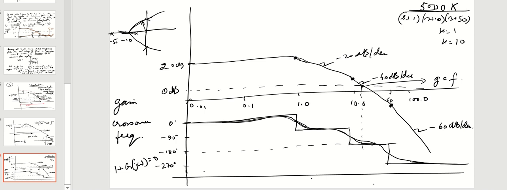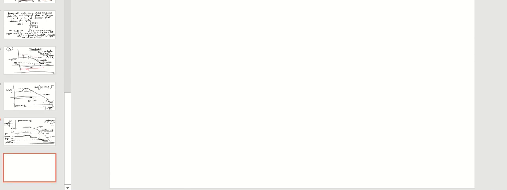At some value here it is going to cross minus 180 degrees, and this is what we call the phase crossover frequency. Now you will be in trouble if, corresponding to some real value of omega, you have the phase crossover frequency and the gain crossover frequency coinciding. All right, do you follow? So this is the phase crossover frequency, this is the gain crossover frequency.